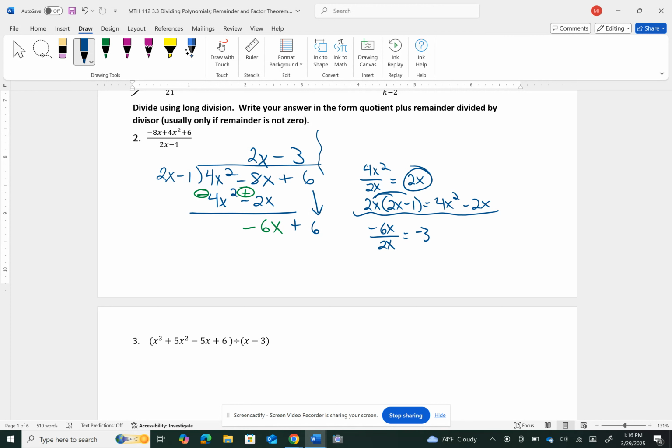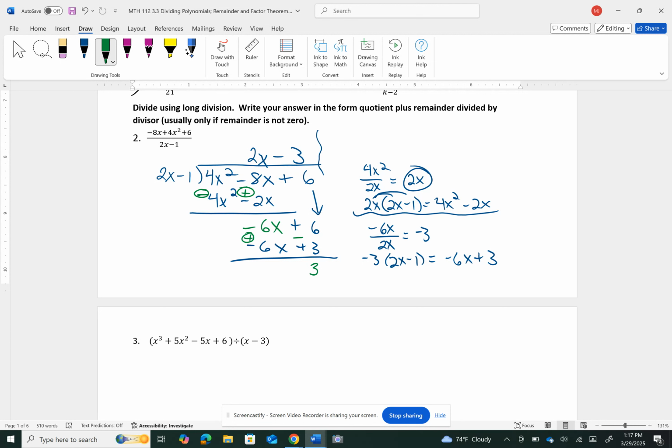All right, and then I'm going to take the negative 3 and multiply it back by the entire 2x minus 1. That's going to be negative 6x plus 3. So I'm going to jot that down. Then I'm going to subtract by changing the signs, and then I can add those integers. A negative 6 and a positive 6 would cancel out. So negative 6x, positive 6x would be 0. And then a positive 6 and a negative 3 would add up to be positive 3.